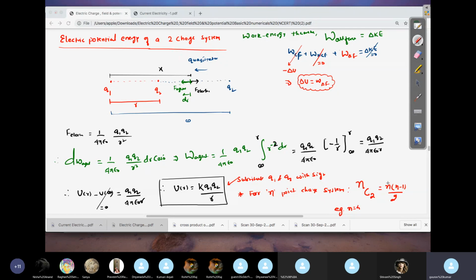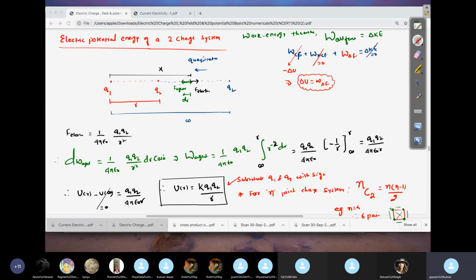So when you put 4 here, 4 times (4 minus 1) by 2, you will get 6. Therefore we will have 6 pairs. How will you have 6 pairs? You can see from here: you have 4 charges, so one pair you can form like this, 1 pair, 2, 3, 4, 5, and then 6. For each pair you apply the formula K Q1 Q2 by R, and you add all. That will give you the energy of this configuration.